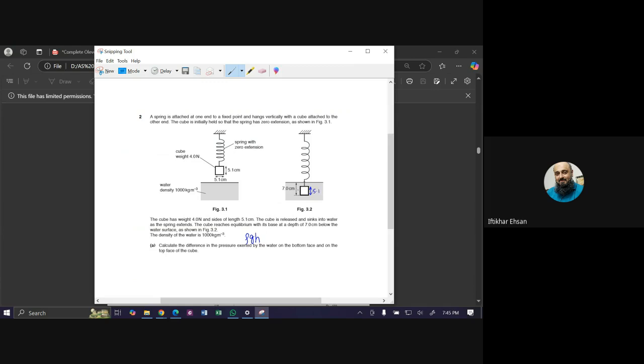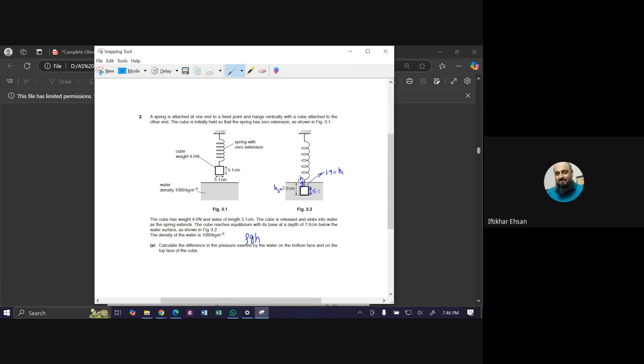And out of 7, what is the depth of this top? 1.9. Right. So here, let's say this depth is H1, and that is equal to 1.9 centimeter. And what is the depth of the bottom? That will be 7 centimeter.